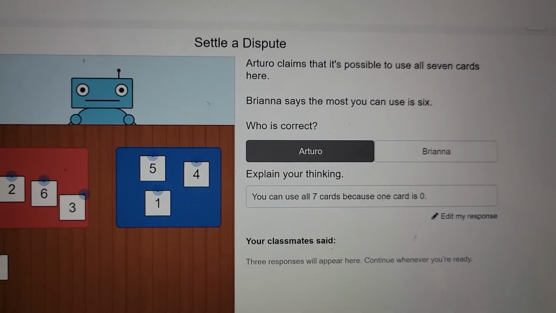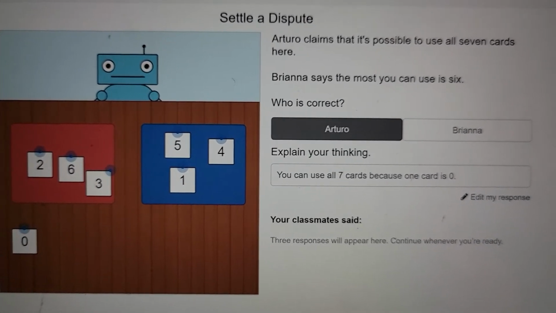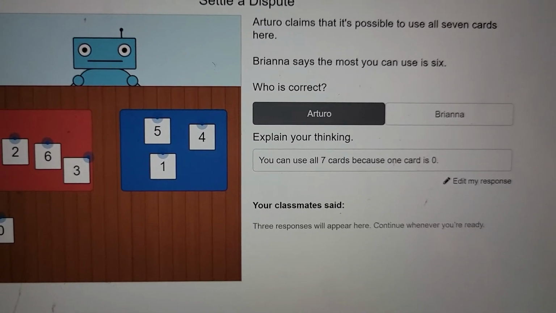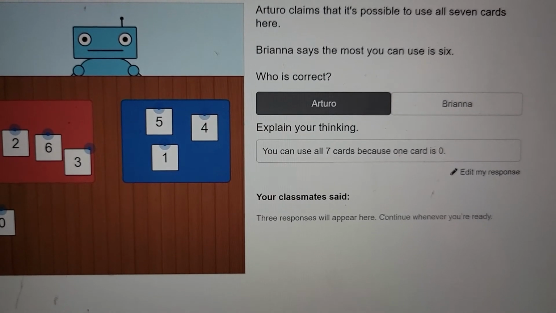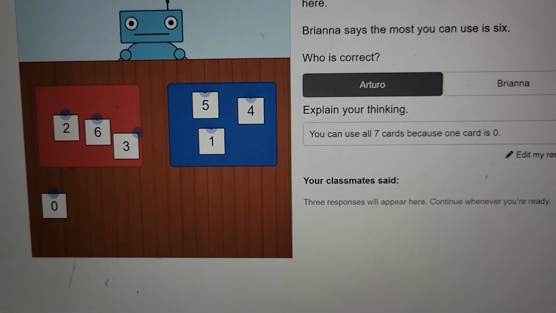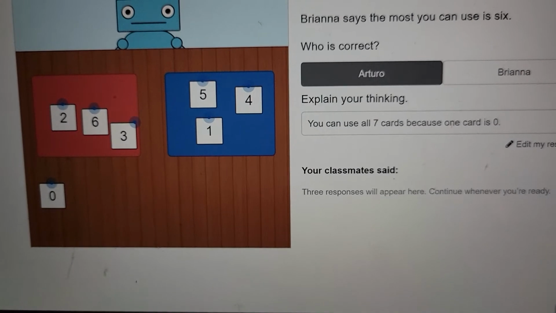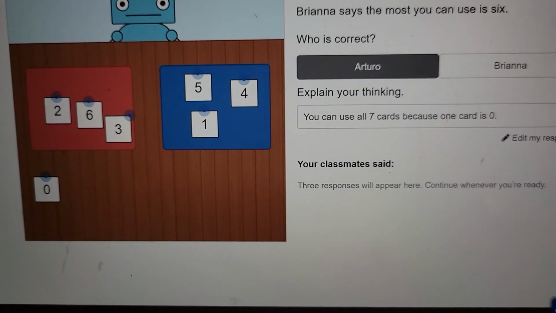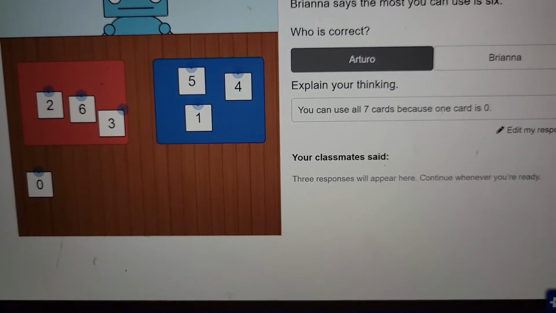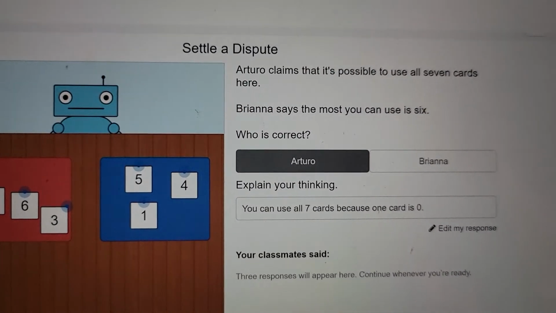So in this one, I had to settle a dispute. It says Arito claims that it is possible to use 7 cards here. Brianna says the most you can use is 6. Who is correct? In this one, you could actually use all 7 cards, because what they weren't considering was that the last card that's over here is 0. So you could add that card into any of these ones, and it won't have an effect on the sum.